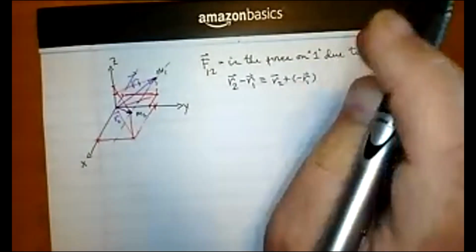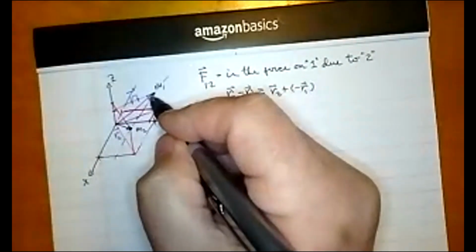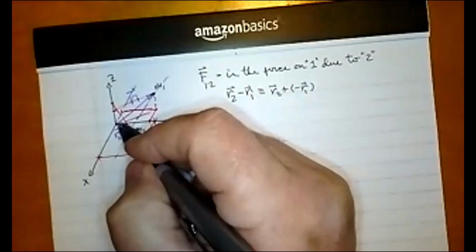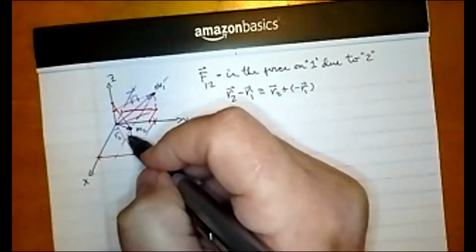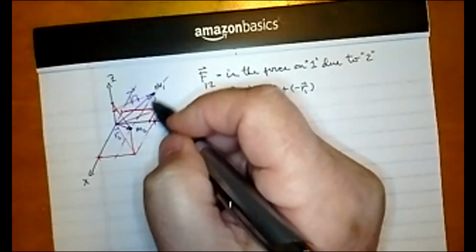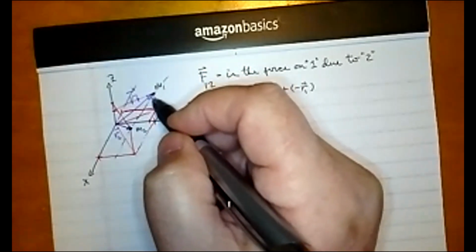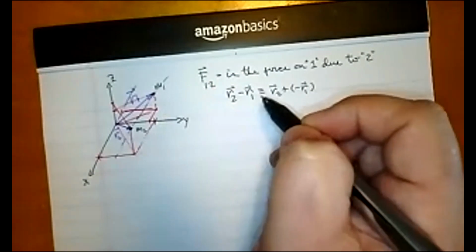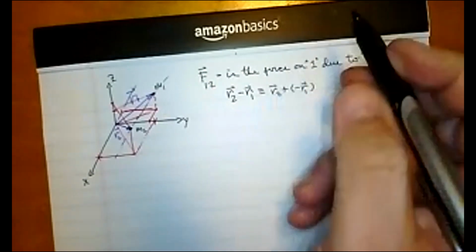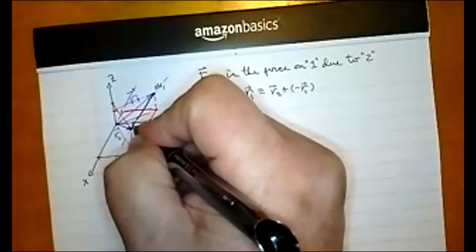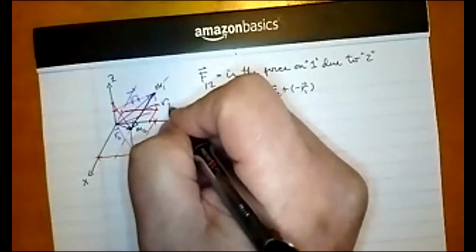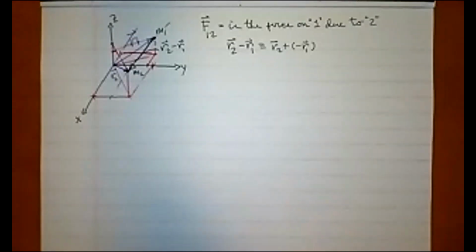Okay. So what that would mean is you take R1's head and you put it down here. That's the opposite of R1. And then you have two vectors that are head to tail. So you just go from the tail to the head. And in fact, that would point from M1 to M2. That's exactly the one we want. So the vector from here to here is R2 minus R1. So that vector actually does work.